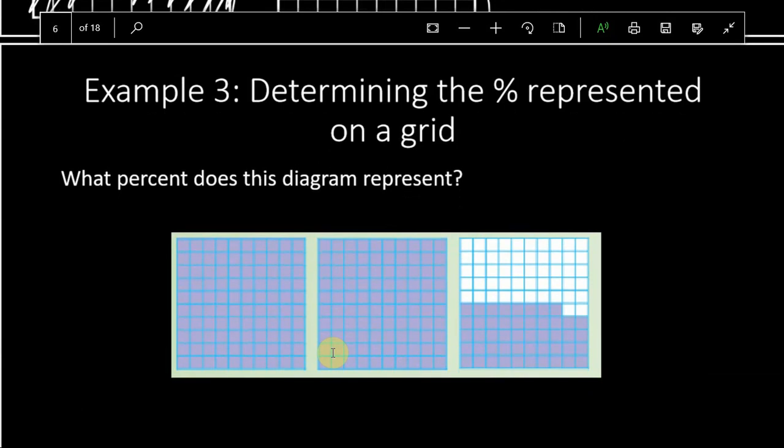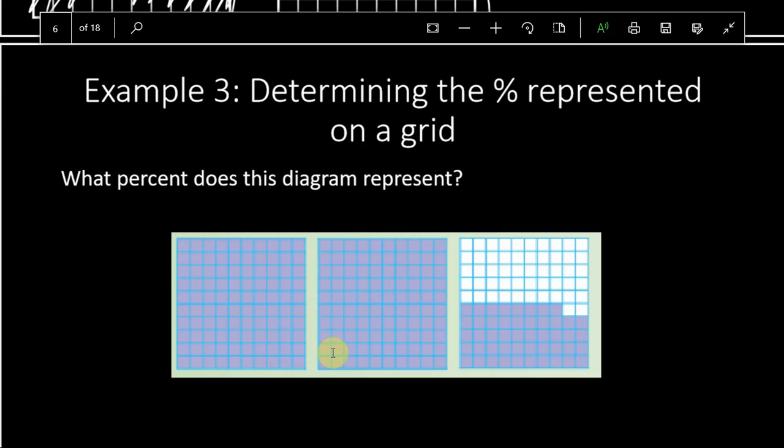Example number 3. This one is determining the percent represented in a grid. So you have the pictures there. What percent does this diagram represent? I'm going to give you 10 seconds to figure this out. If you need more time, pause it. 10, 9, 8, 7, 6, 5, 4, 3, 2, 1.